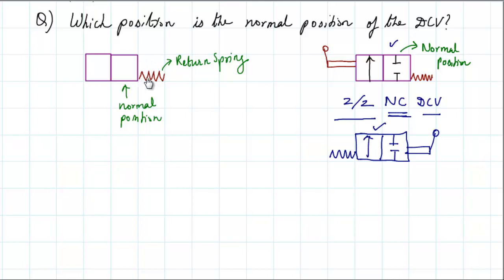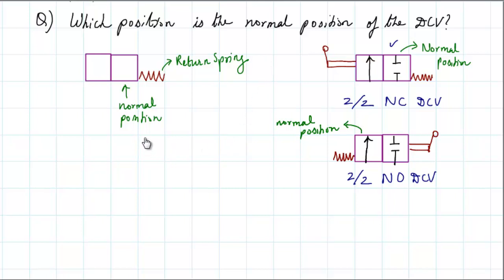If this would have been the case, then I would have called this a two-way, two-position DCV, but since the normal position is allowing the fluid to flow, this will be a normally open DCV. Let me draw it properly. So this is the 2x2 normally open DCV.